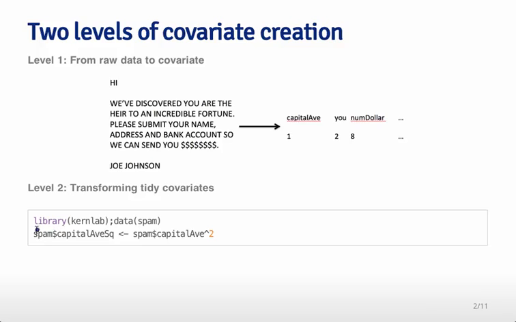So for example, if we load the kernlab data and the spam data set, we can take the capital average, basically this variable right here, the fraction of letters that are capitals, and we could square that number and assign it to a new variable, capital average squared, that might be useful later in our prediction algorithm. So those are the two steps in creating covariates.